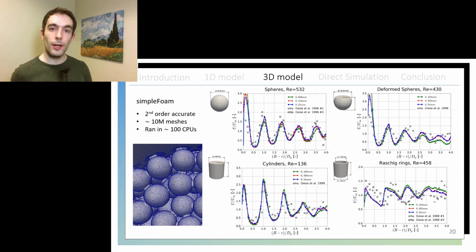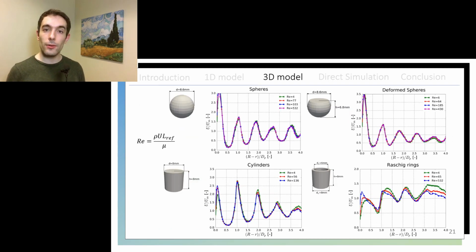So then I went on to simulate the fluid flow through those packed beds, and the graphs now represent the normalized fluid velocity profiles of those packings, and the lines represent again different cell sizes. And in all cases, the results are pretty close to the experimental measurements again. This was solved through the native solver simpleFoam. I chose numerical schemes that were second order accurate. The meshes were around 10 million cells, and it was running on about 100 CPUs.